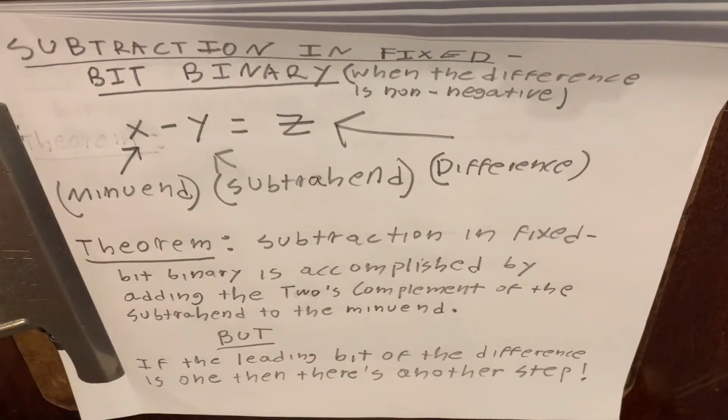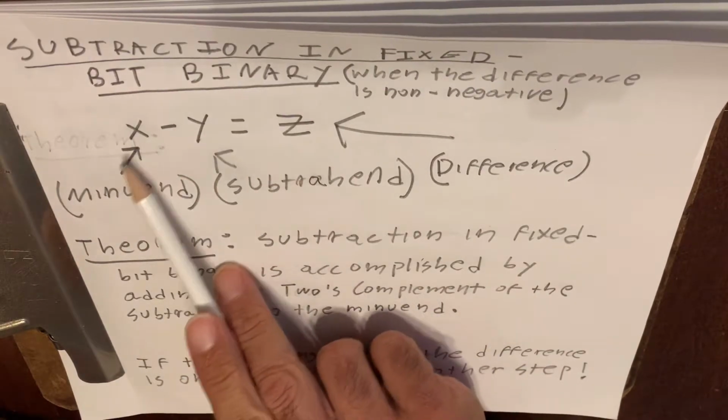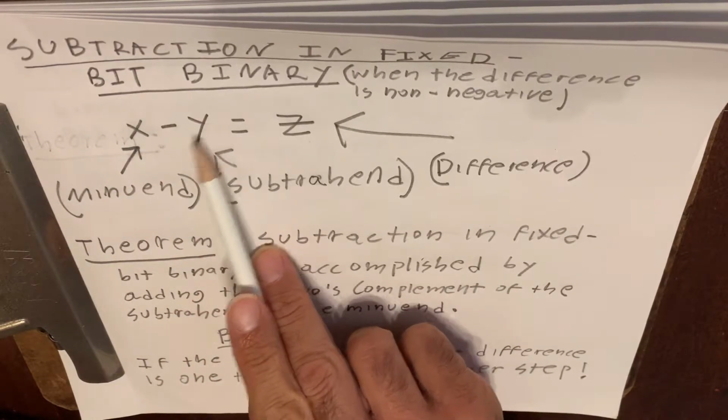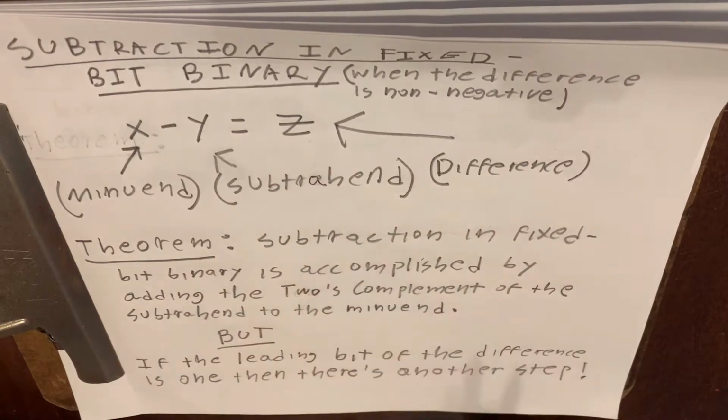We need some terminology first. If we have x minus y equals z, the first number, x, is called the minuend. What we're subtracting is called the subtrahend, and the difference is z.